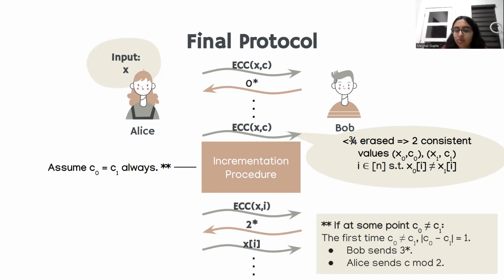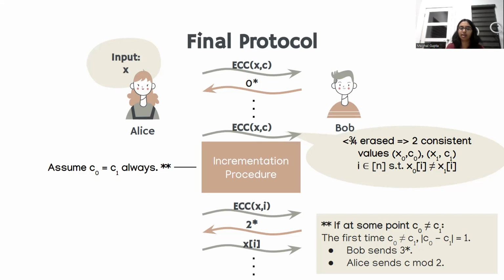So now we need to look at the case where at some point c0 is not equal to c1. Note that every time Alice is incrementing her counter, so the first time that c0 and c1 differ, they differ by exactly 1. If this ever happens, then Bob sends over his fourth and final code word, 3 star, to tell Alice that all he cares about now is learning what the parity of her counter is. Because if he can figure out the parity of her counter, then he can figure out which of c0 and c1 was real, which in turn tells him which of x0 and x1 was Alice's true value.